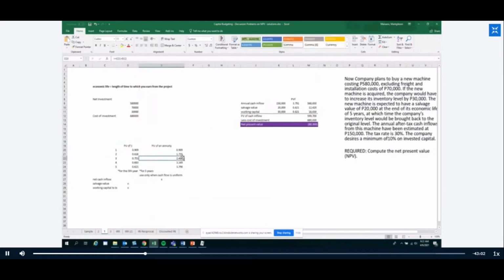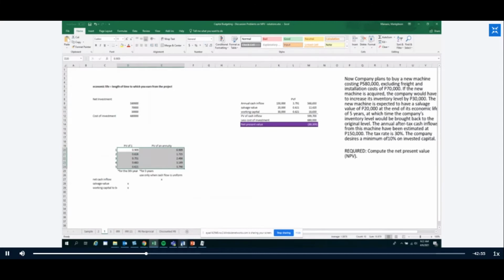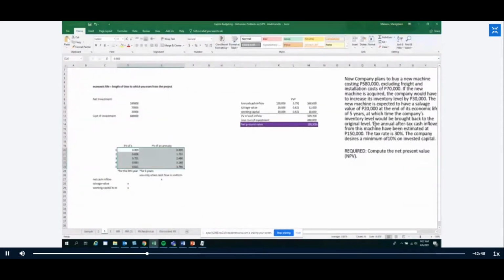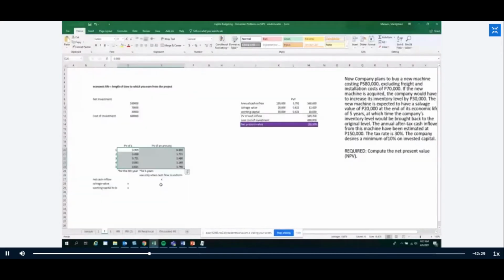Pero kung pupuntahan mo yung present value of annuity of 1, dun ka sa table. Ito, nilagay ko lang dito isa-isa, pero nandoon din yan sa table. Di ba sa table, present value of 1, 10% daw yung discount rate or minimum invested capital rate. So 10%, ayun na. So 0.909, 826, 751, 683, 621. So ayan, isa-isa ko lang.